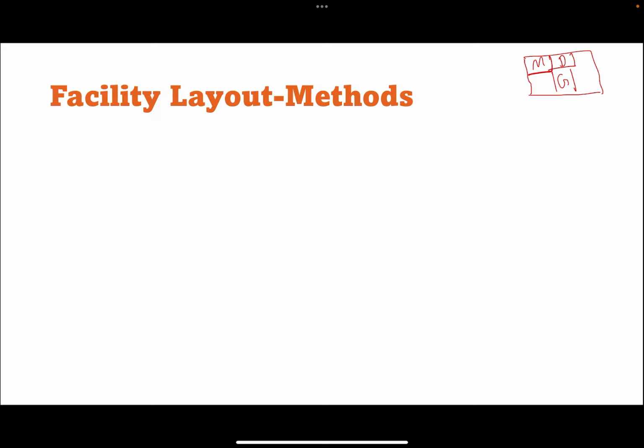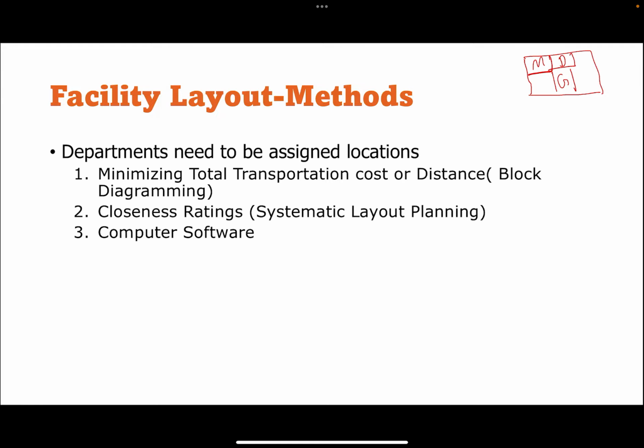Here we will discuss the methods of facility layout, that means how to find the locations for the various departments. There are mainly three methods that are used. The first one is minimizing total transportation cost or distance. All these methods are mainly used for a process layout. We have seen what exactly a process layout is. So the first method is to minimize the total transportation cost or distance.